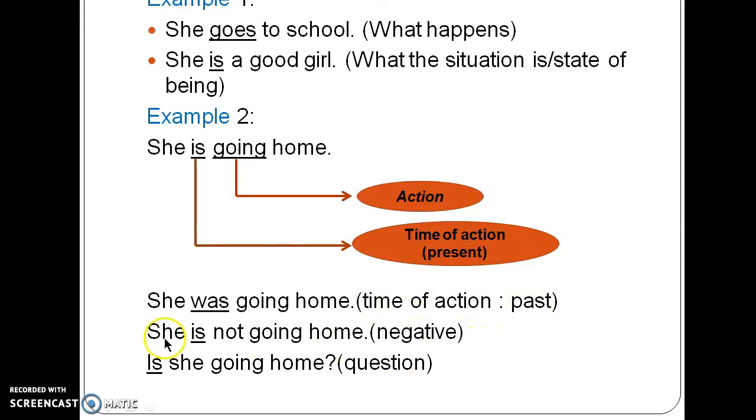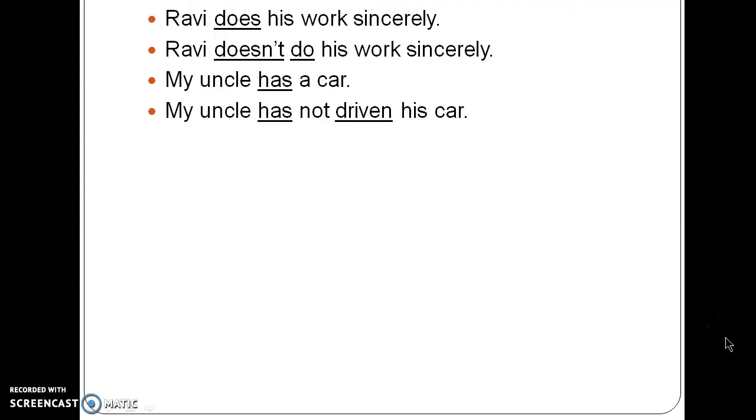In the next example, going is the action verb, but is here is used to make the sentence negative. We have added the negation word not with is. Then in the next example, is she going home? Here is helps us to frame the question. We have brought is before the subject she to make it a question. Alright. Now let me show you some more examples.